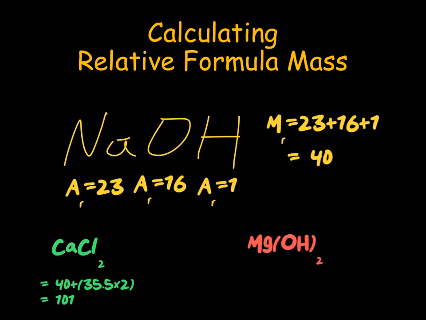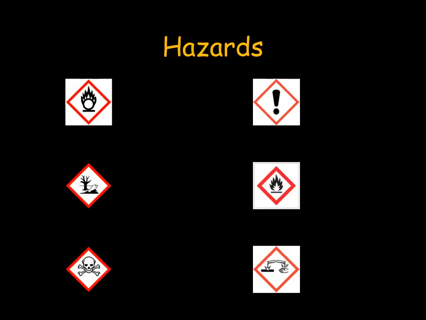Alternatively, we can first add everything in the brackets to give us 24 plus 16 plus 1 times 2. This gives us an overall Mr of 58. By making sure that you can accurately work out the relative formula mass, you can work out the relative formula mass for any size of molecule.